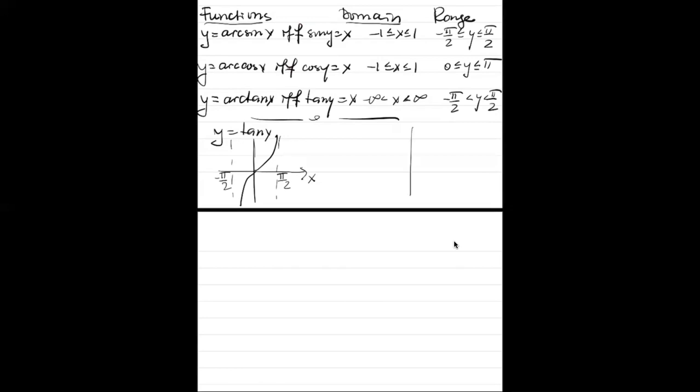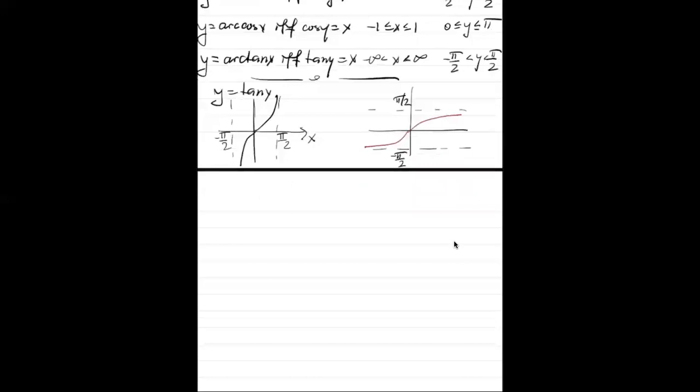So then the arctan will look like this. The vertical asymptotes become horizontal asymptotes. So this is π/2 and -π/2, and the graph looks like this. So same shape, but rotated 90 degrees.